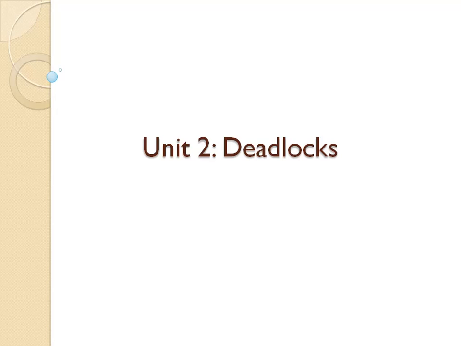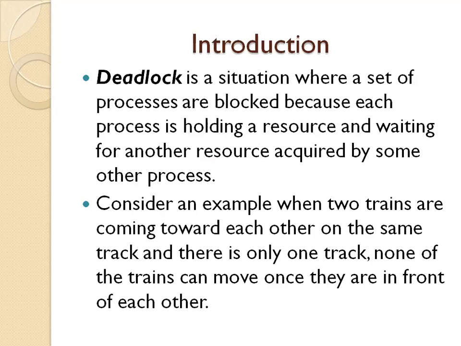First, we'll see the definition. Deadlock is a situation where a set of processes are blocked because each process is holding a resource and waiting for another resource acquired by some other process. Therefore, a set of processes are there, and they will be blocked, each holding a resource and waiting for another resource.